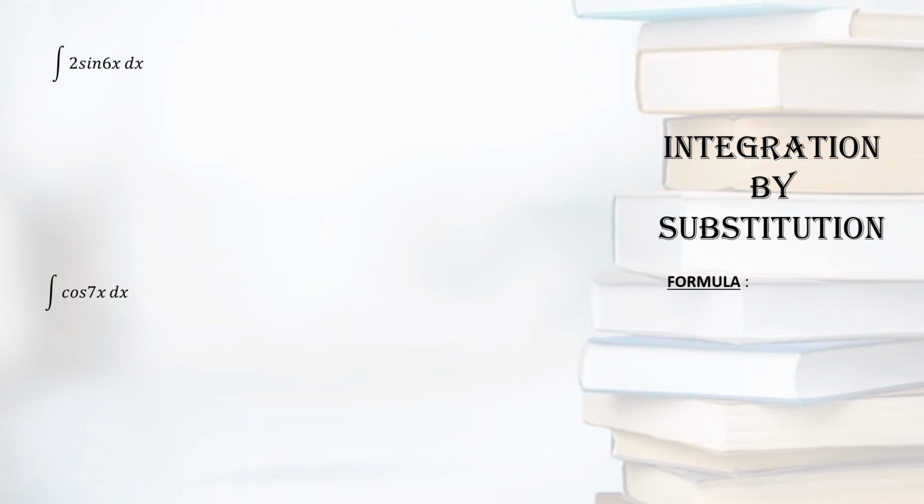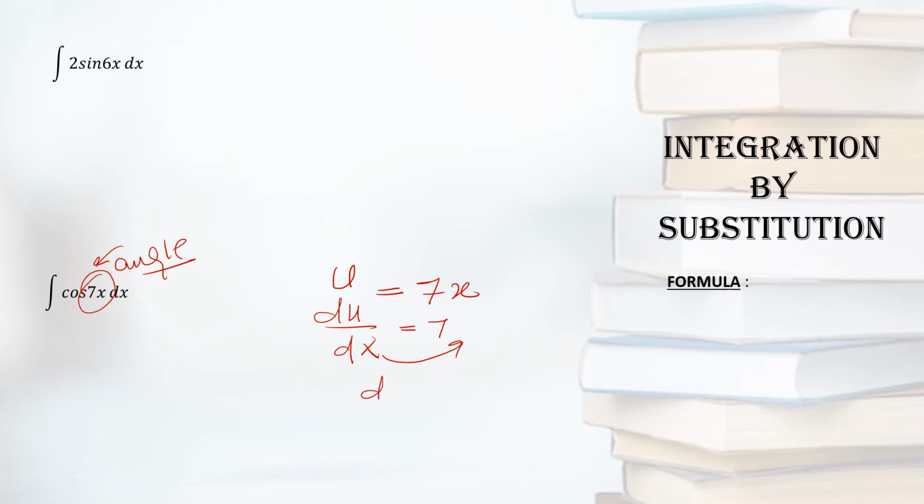Again you have one inner function, one trigonometric function. Consider the inner function, that means the angle, as your u. Take the derivative with respect to x. It will give you 7. Bring the dx to the other side. You will get 7 dx. You don't have 7 in the question here, so divide both sides by 7. So you will get 1 over 7 du equals dx.